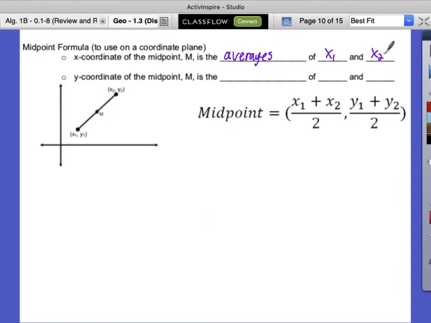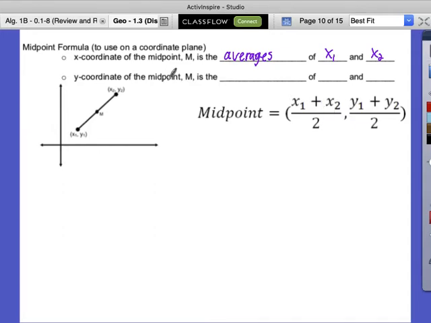How do you find the average of something? Does anyone know? You take all the numbers and divide them by how many there are. Yeah, you take all the numbers, add them together, and you divide by however many there are. So in this case, to find the average of x1 and x2, we're going to add x1 and x2, and we're going to divide by 2, because there are two things added.